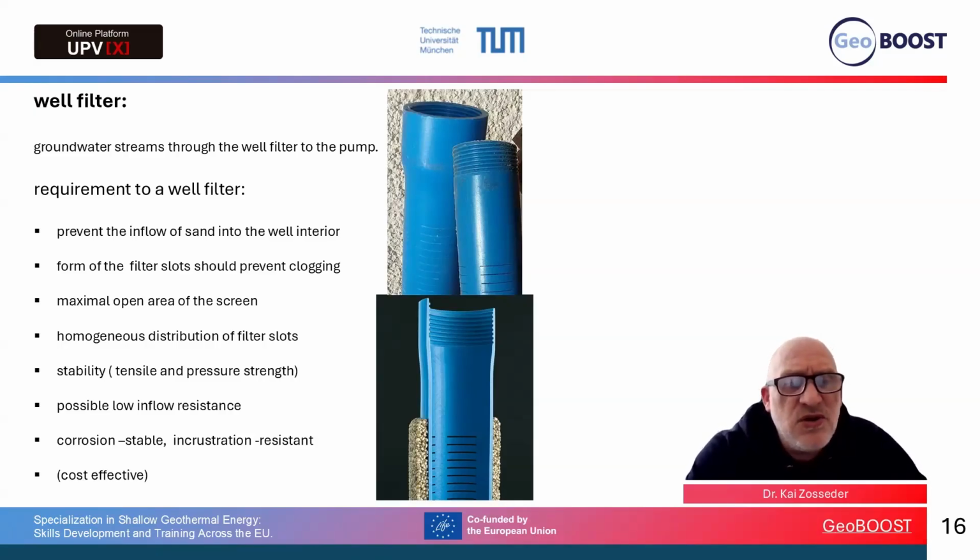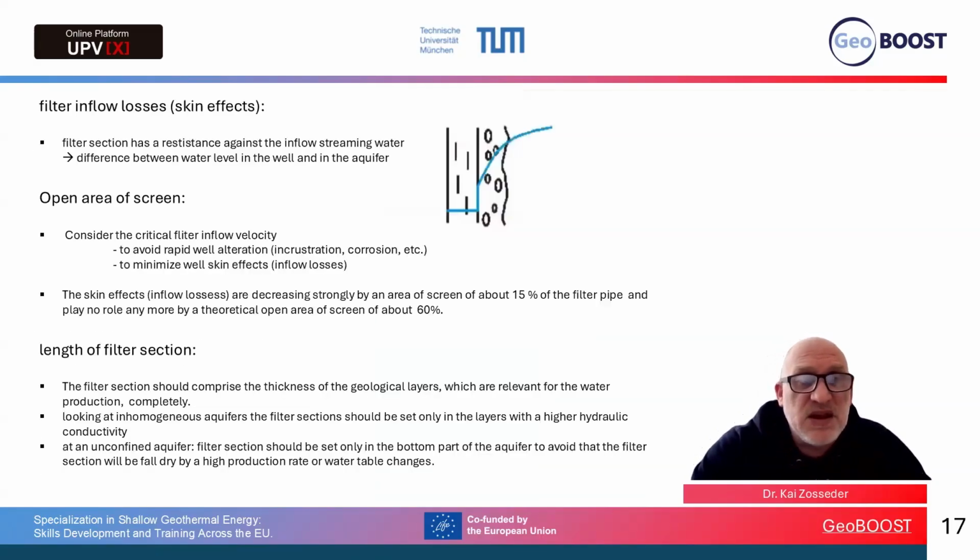You have to see that the water must enter your well through the filter, and the filter has some resistance. This resistance should be as low as possible, but this leads us to so-called skin effects. So what is the skin effect? It's actually a loss that you have because of resistance against the inflow of the streaming water into the well. So the water level in your aquifer is maybe a little bit different from the water level in your well, and this is because of these skin effects.